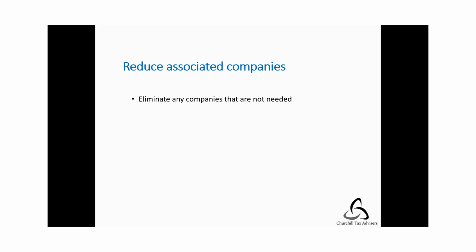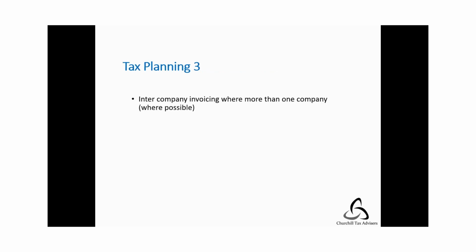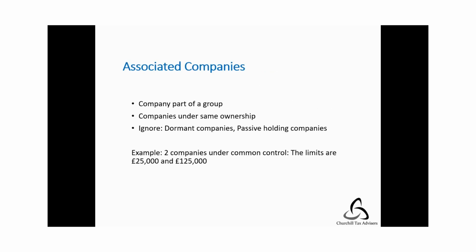But what you can do is to avoid companies which fall within the 26.5% rate. So if you've got any companies which you don't need, maybe think about closing them down. Or if they become dormant, it doesn't have to be closing them down, but you can completely ignore dormant companies for the purpose of associated companies rules.